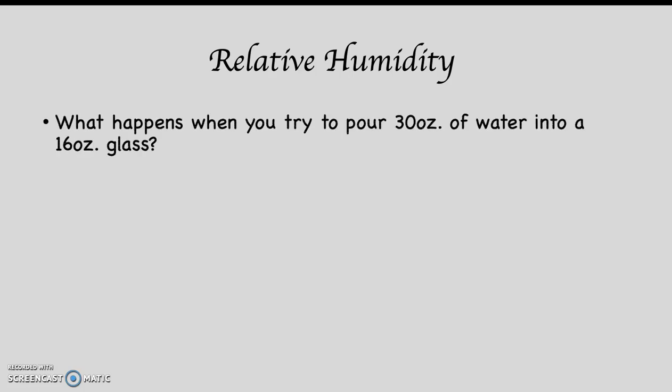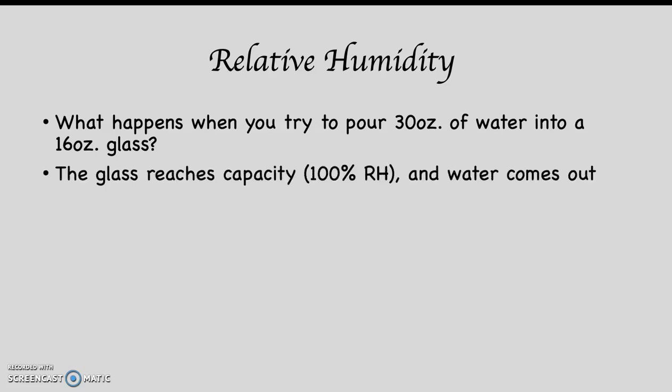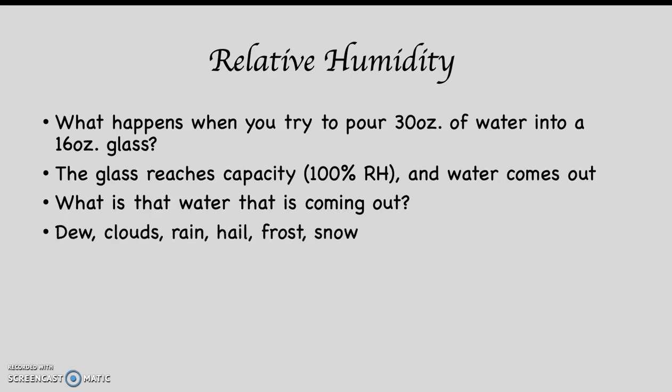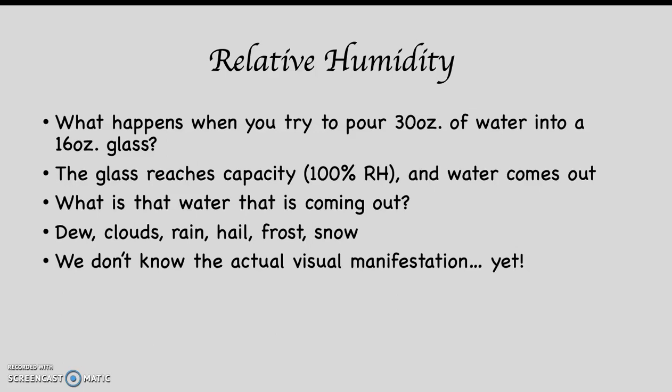So what happens when you try to pour 30 ounces of water into a 16-ounce glass? The glass reaches its 100% capacity at 16 ounces. The rest of it comes out. The water comes out wherever it is, all over the table or all over the floor. What is that water that's coming out of the proverbial atmospheric glass? Well, you know that it's going to be dew or clouds or rain or hail or frost or snow or something. At this moment, we don't know the actual visual manifestation yet, but it's coming. We just are not there yet. We have to lay the base on this, and then we're ready to go.